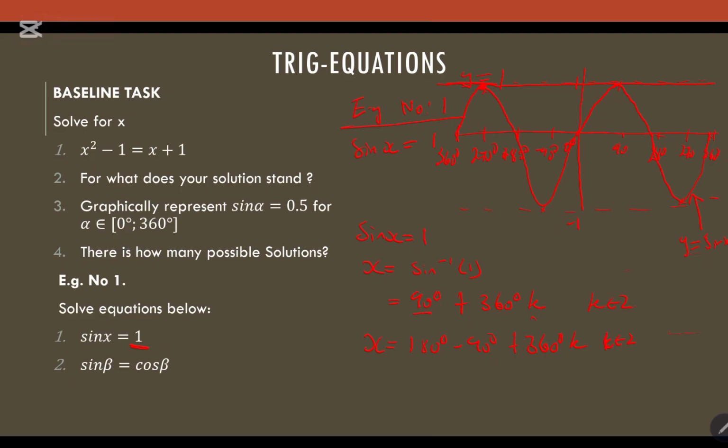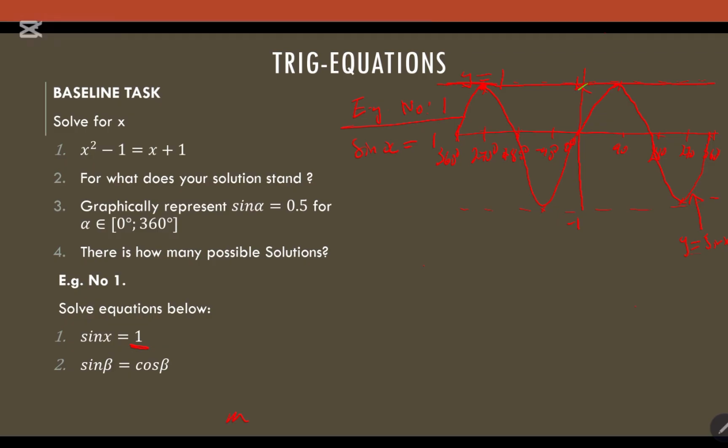So that is the way we deal with these equations. Let us go and look at the second equation. The second equation says sine beta is equal to cos beta. So that graph there still represents sine beta. Now cos beta, we know that cos of 0 is 1.